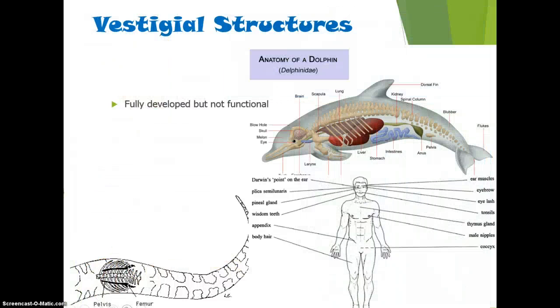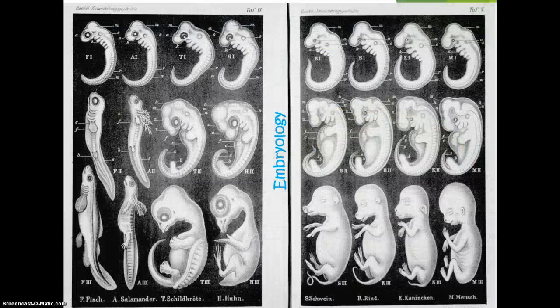Okay, vestigial structures. These are things that are fully developed but are not functional. Like in humans, we have our appendix. In the snake here, we've got little legs, little leg bones. There's a pelvis here from the dolphin. The dolphin doesn't walk, so it still has that remnant left behind. And then embryology, this is where we're going to end up. No matter what you are, if you're a fish or a bird or a pig, the beginning stages of the embryo are very similar.